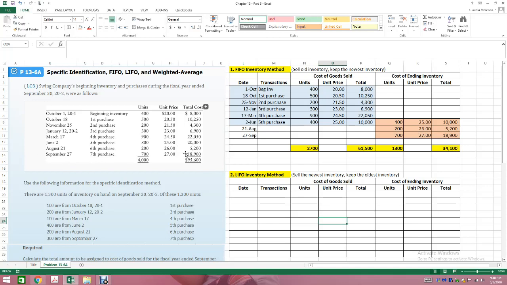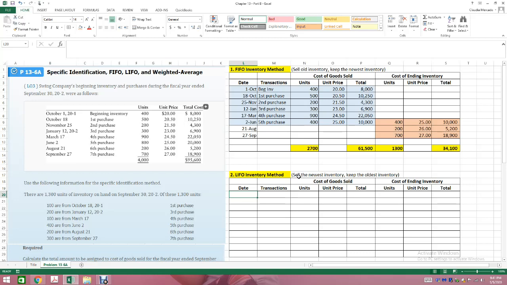You have to think about it. And if you can't, say it out loud. Last in, first out. The last items in are the first items that you're selling. So that means that you're going to sell the newest and you're going to keep the oldest, okay? So, having said that, now we need to figure out which items am I keeping. So we say we are keeping the oldest items and I'm selling the newest inventory, okay?